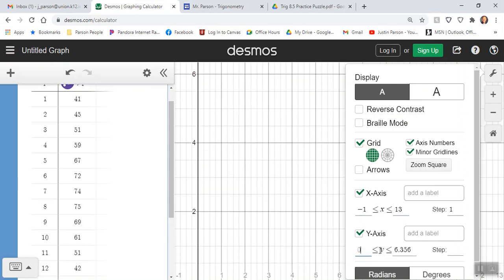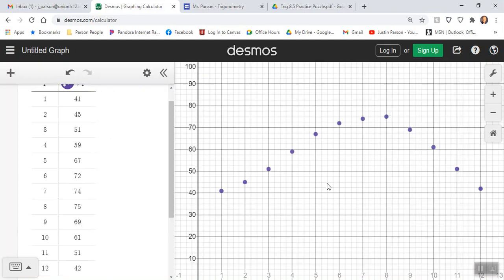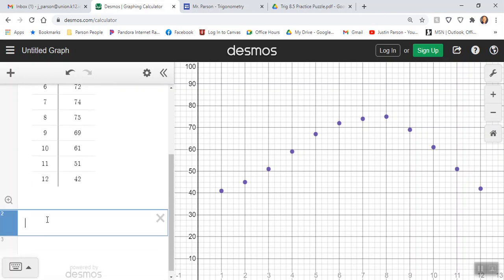Go temperature 0 to 100. We'll go by tens. Okay, so here's a decent look at this graph. Does that look like something that might be sine or cosine right there? Yeah. Now here's the cool part about using sine or cosine for regression. What I typed in down here is what I want you to write in your notes. Once you've got that table entered, this is what I want you to write down for notes.